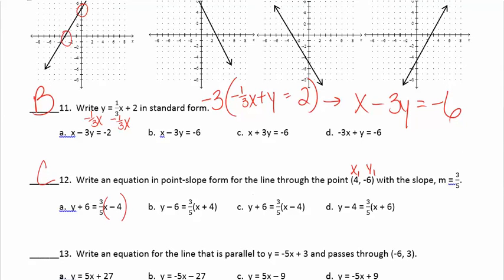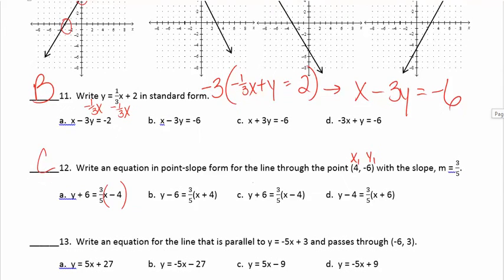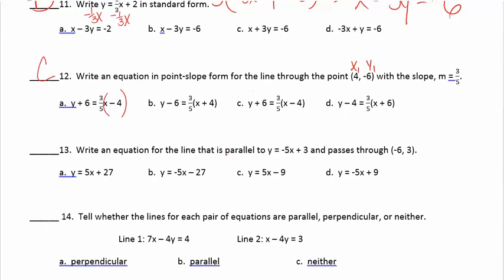13 is asking for a line that's parallel to y equals negative 5x plus 3 and passes through negative 6, 3. So remember, when lines are parallel, they have the same slope. So we're going to use that negative 5 as the slope, and it passes through negative 6, 3. Now, normally this would just be plugging in for point-slope form, but notice that all of the answers here are in slope-intercept form.